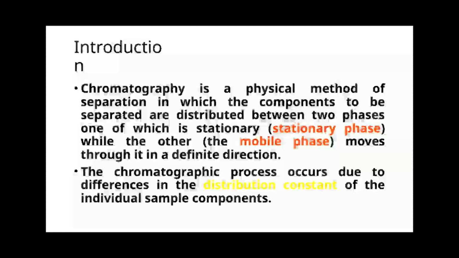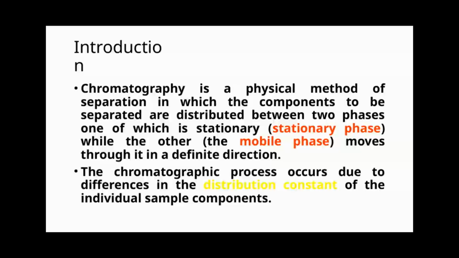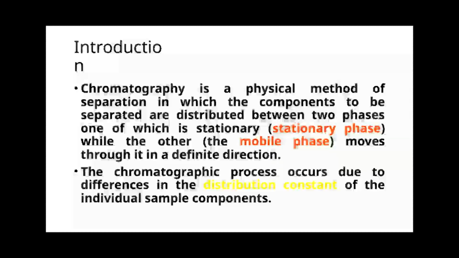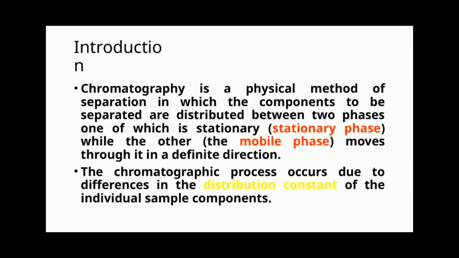This process occurs because different components have different affinities or preferences for the stationary and mobile phases. These differences are quantified by what we call distribution constants, which essentially tell us how much of each component prefers one phase over the other. Because these preferences vary among the components, they move at different rates, allowing us to separate them effectively. Understanding this fundamental concept helps us grasp how chromatography works as a powerful separation technique in chemistry and biochemistry. It's all about exploiting these differences in distribution to isolate individual components from complex mixtures.